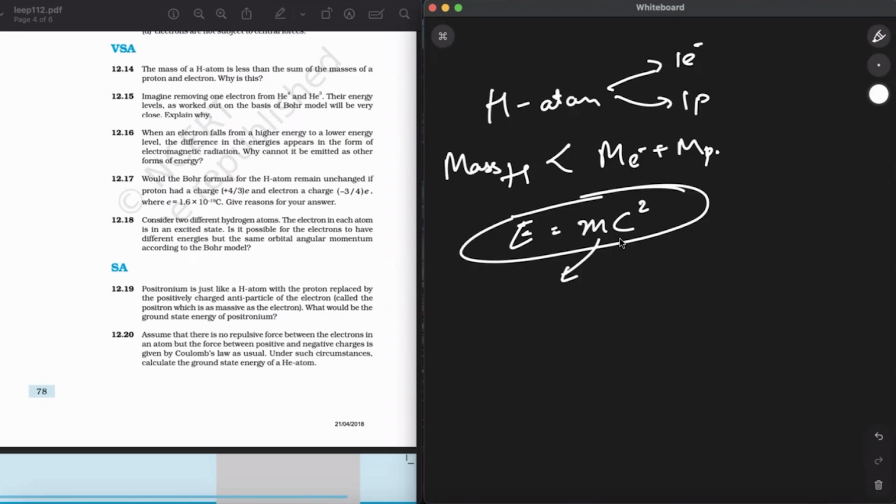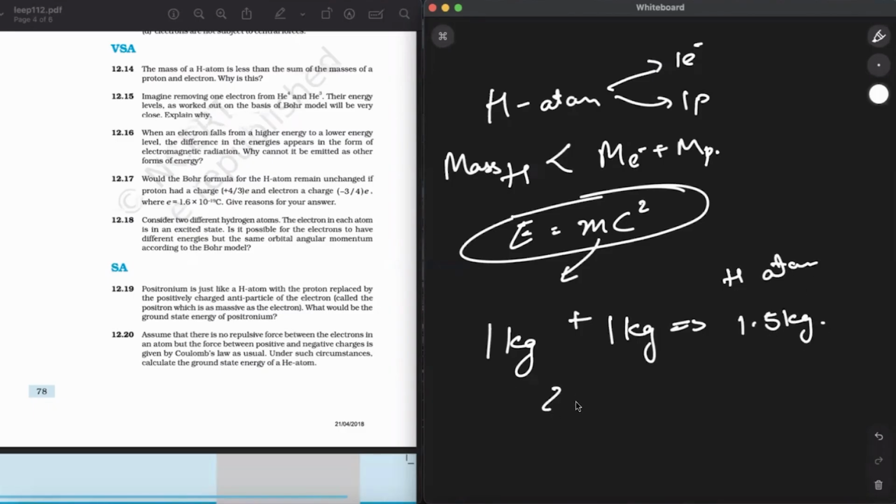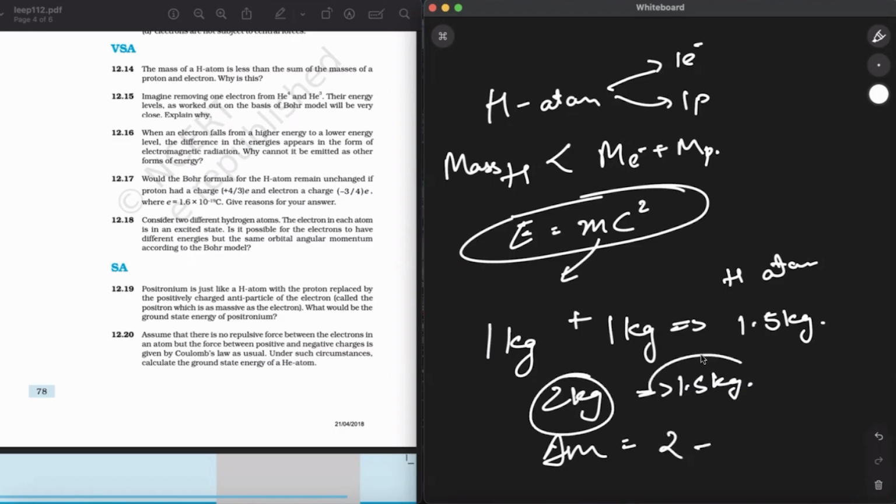So in this case, we can say that there is a mass defect which can be determined. The concept here is this: if I say that the mass of an electron is 1 kg, the mass of a proton is also 1 kg, and they make a hydrogen atom, but the H atom has a mass of 1.5 kg. It should have been 2 kg, but it is 1.5 kg. So there is some mass defect, which is written as delta M. What should have been 2 minus what actually is 1.5, so 0.5 kg.